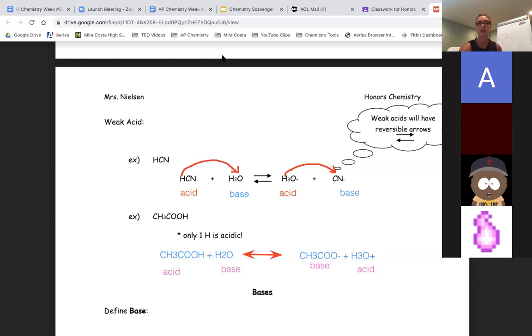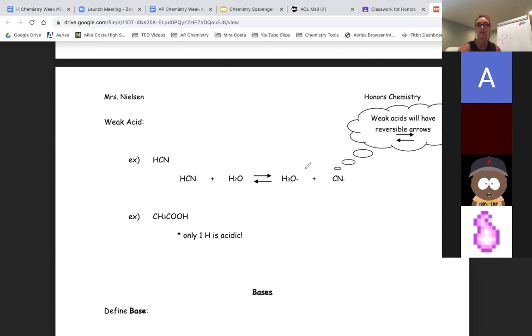Okay, so once again, we can draw that too. You can see the hydrogen is coming from acetic acid and going to water in the forward direction, and it's going from hydronium back to acetate in the reverse reaction. So again, hydrogen donor is the acid. And you can always tell weak acid versus strong acid based on the arrows. If it's a strong acid, just one of the 7 strong acids, it's always going to be a one-way arrow, and if it's weak, it's going to be reversible. Okay, let's go on.